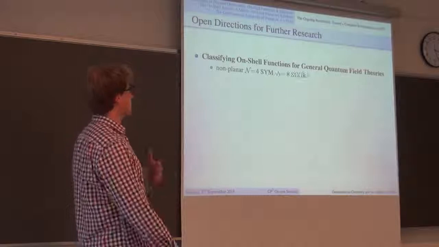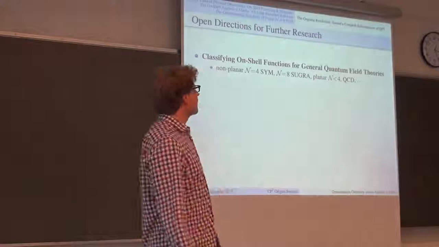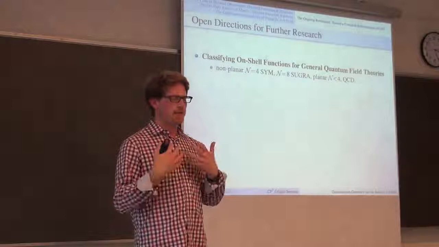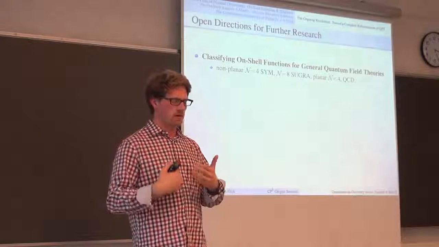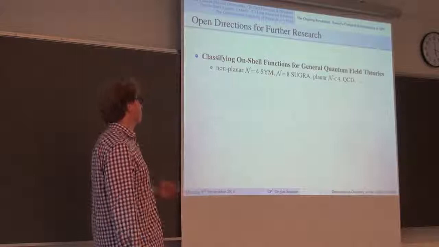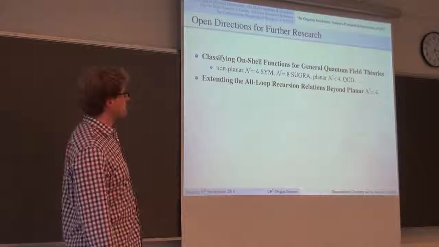So for non-planar n equals 4, for supergravity, for non-supersymmetric theories, just pure QCD, etc., the class of functions that we have is this class of on-shell functions. They're labeled by more than permutations, but there aren't that many of them. They satisfy many identities, and we don't yet have the mathematical foundations to classify all of these things. We don't know if they're classified by permutations. We don't know what they're classified by. But there's clearly redundant data in these pictures. So it's very interesting just to study the scope of them.